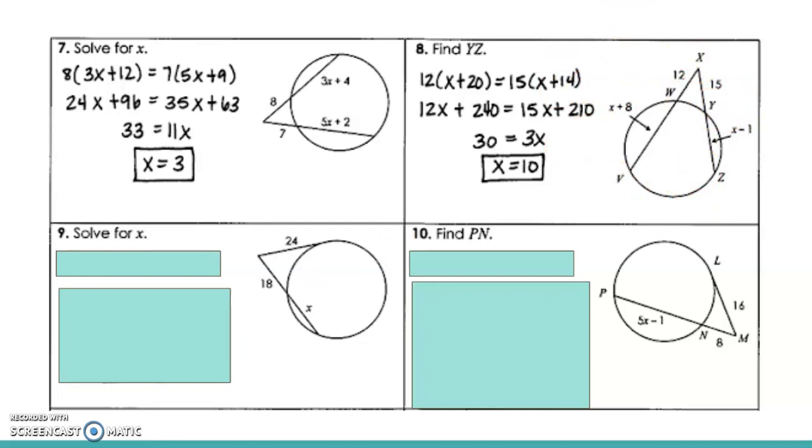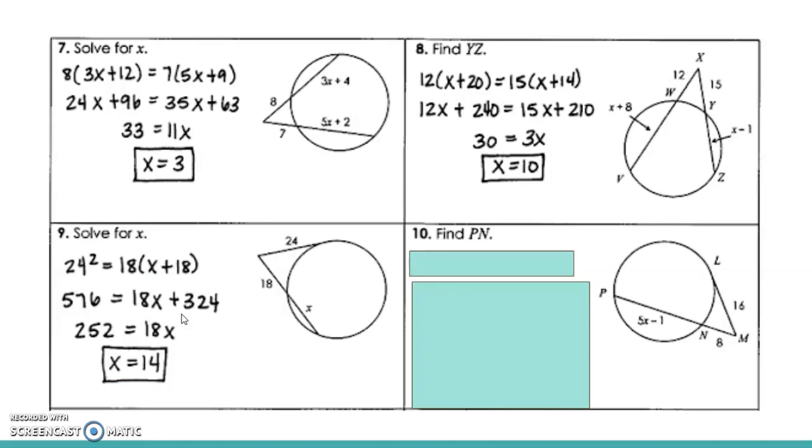Number 9 is that third type of problem. So that third type of problem is when I'm taking the 24, I'm going to square that, and then I'm going to set it equal to 18 times the quantity of the entire thing, so 18 plus x. When we solve for x, we find that x equals 14.